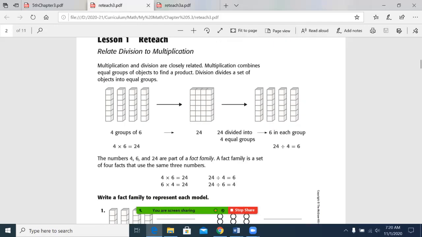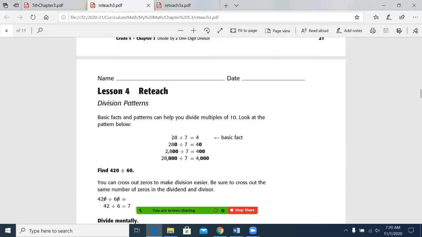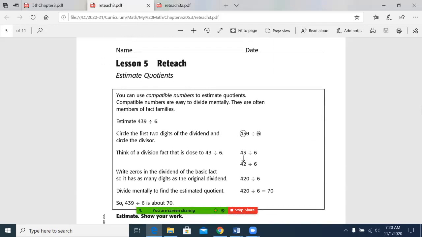So today we're going to move into lesson 5. I apologize for the scrolling. And we're going to be estimating quotients. There's a key word here, compatible numbers. We can use compatible numbers to estimate quotients. Compatible numbers are easy to divide mentally. They are often members of fact families.